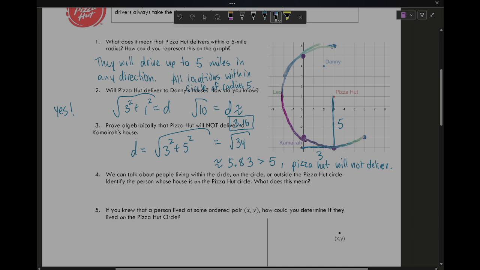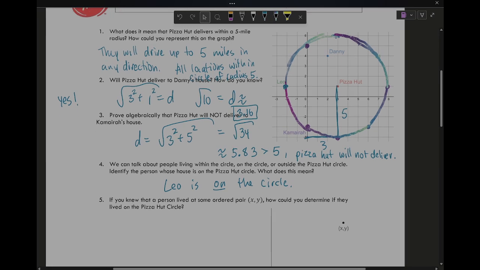Here's my magical circle. Something like that. So, who lives on the magic circle of Pizza Hut delivery? Well, Leo does. Leo is on the circle of pizza, because he's exactly 5 miles away.